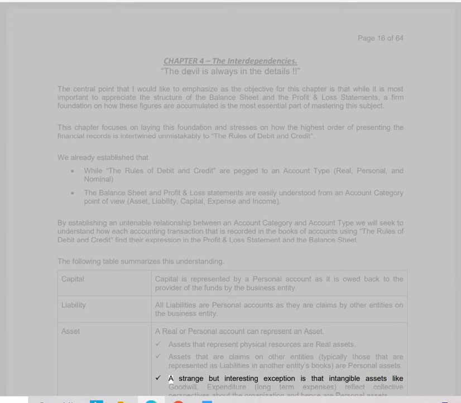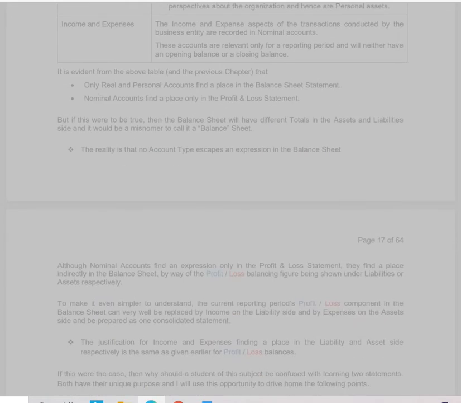Assets that are claims on other entities, typically those that are represented as liabilities in another entity's books, are personal assets. A strange but interesting exception is that intangible assets like goodwill and long-term expenditure reflect collective perspectives about the organization and hence are personal assets. Income and expenses. The income and expense aspects of the transactions conducted by the business entity are recorded in nominal accounts. These accounts are relevant only for a reporting period and will have neither an opening balance nor a closing balance.